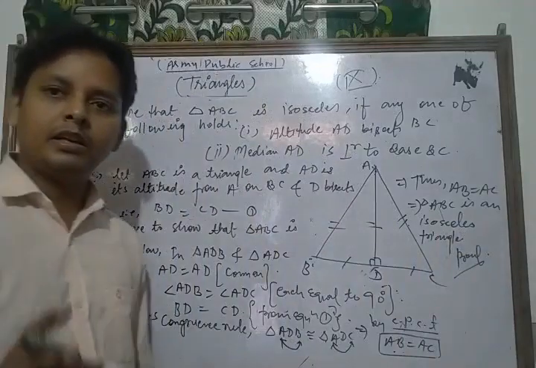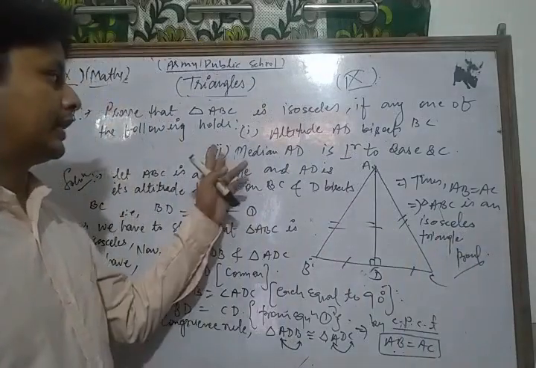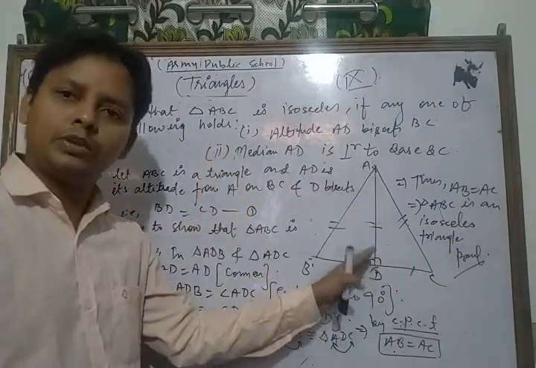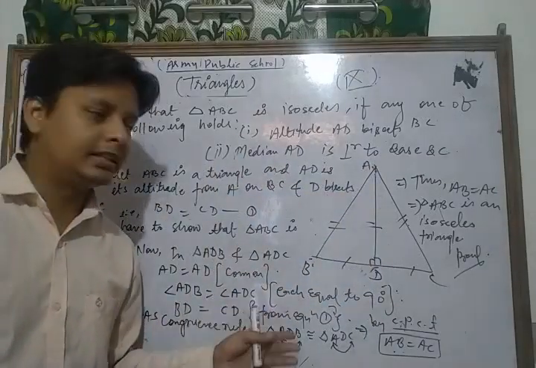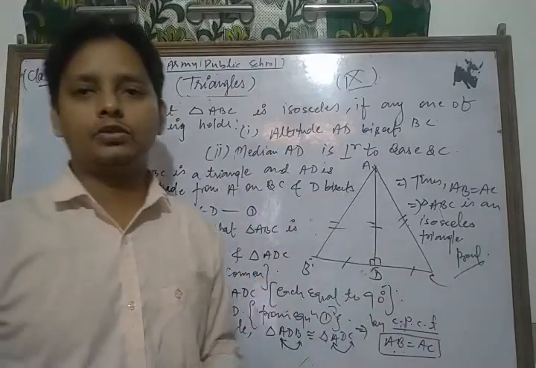Similarly, you have to take the second part, AD as a median, and apply the same process. Then you have to show that this is also an isosceles triangle.